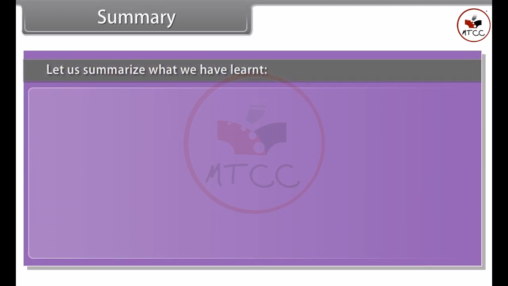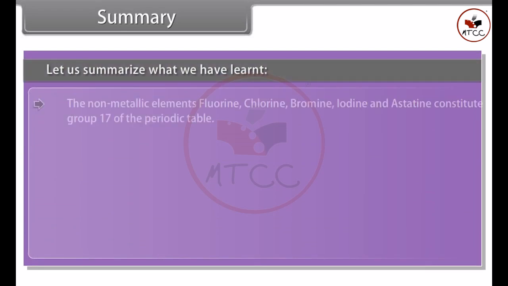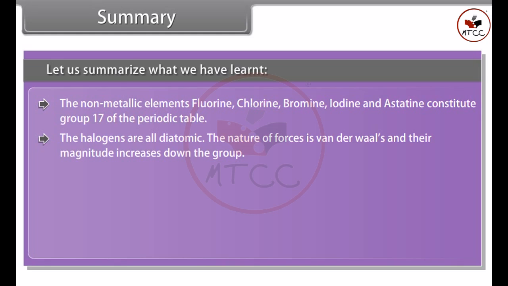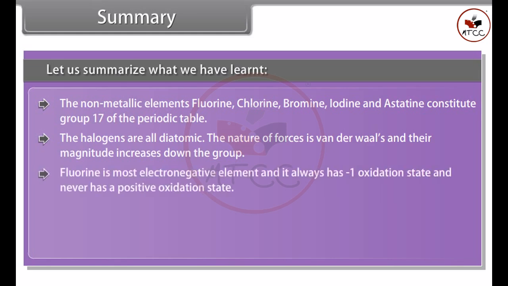Summary. Let us summarize what we have learnt. The non-metallic elements fluorine, chlorine, bromine, iodine and astatine constitute group 17 of the periodic table. The halogens are all diatomic. The nature of van der Waals forces and their magnitude increases down the group. Fluorine is the most electronegative element and it always has a -1 oxidation state and never has a positive oxidation state.